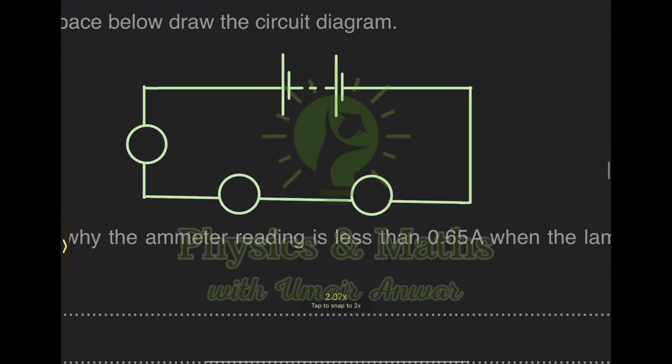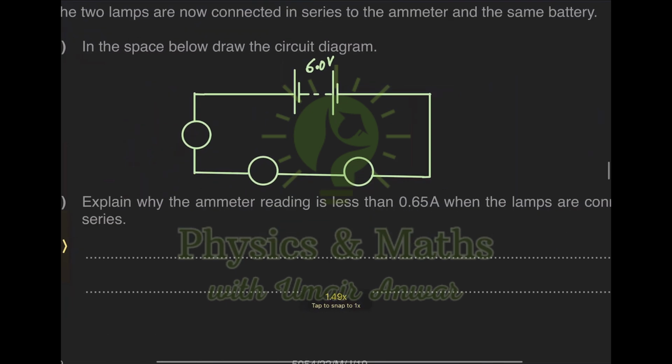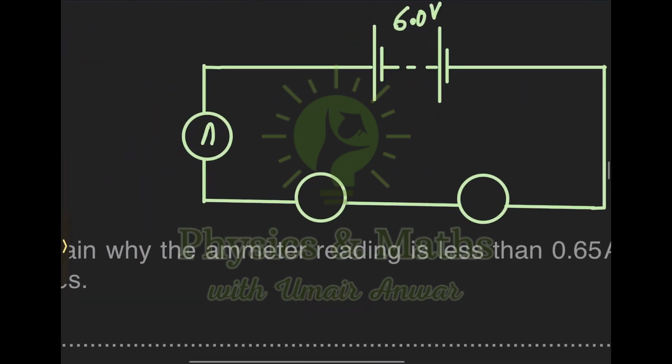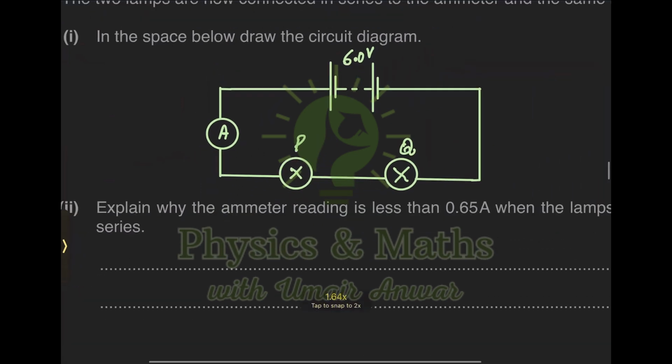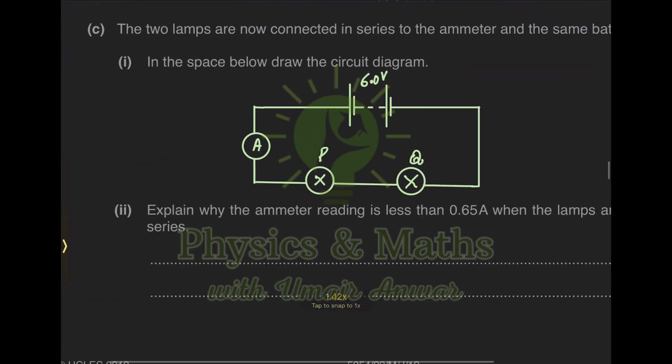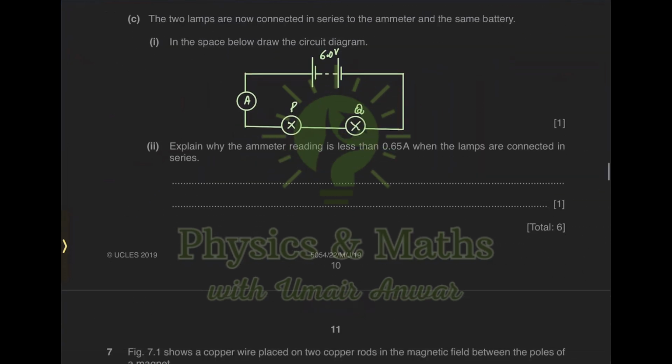Okay, so now I've drawn a battery of 6.0 volts here. This is the ammeter, which is connected in the circuit. This is the lamp P. This one is lamp Q. And now the two lamps are connected in series with the same ammeter and the same battery.